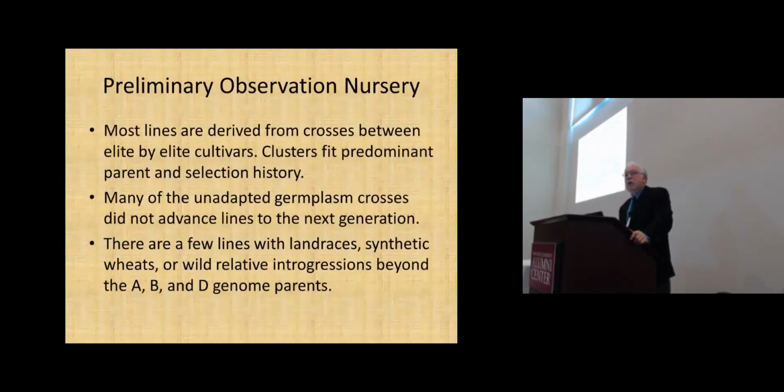If I look at my own breeding program, most of the lines are from elite by elite crosses. The clusters I've just shown you do fit the ancestral lineages. Many of the unadapted germplasm are really parent-building lines. You use them, you cross them, you suck them back in. They're a slow-moving recurrent selection program. In my program, we have relatively few lines with landraces, synthetic wheats, or unadapted types of the wild relatives, other than for genes for resistance.